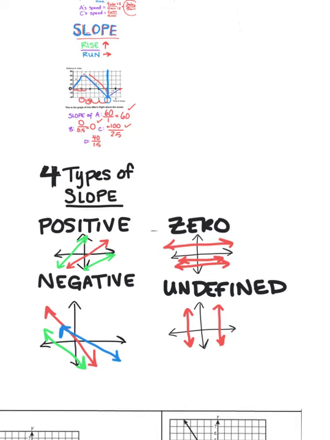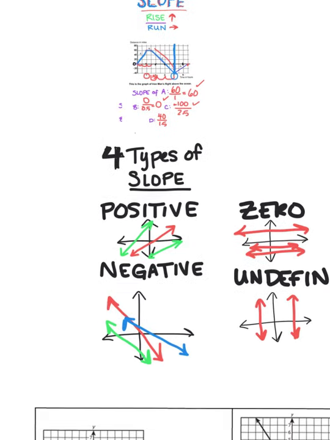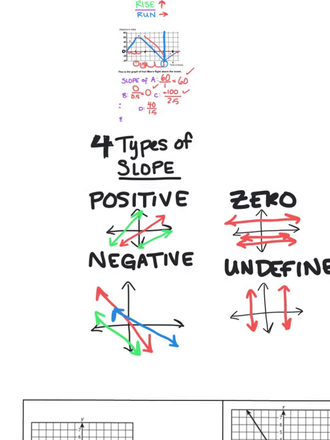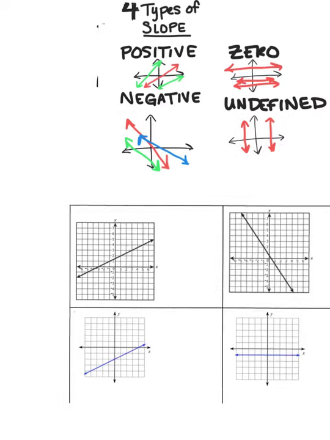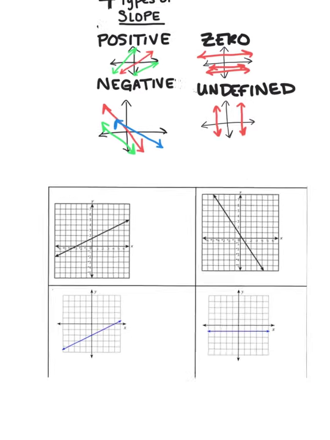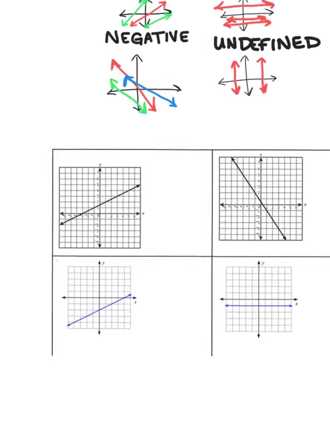So your practice is going to ask you to identify if a graph of a line is positive, negative, 0, or undefined. And then it's going to ask you to count the boxes to find the slope. So let's do a couple of practice together before you try the quizzes.